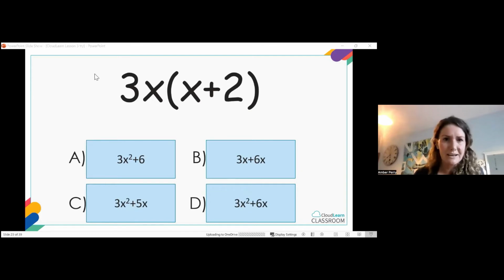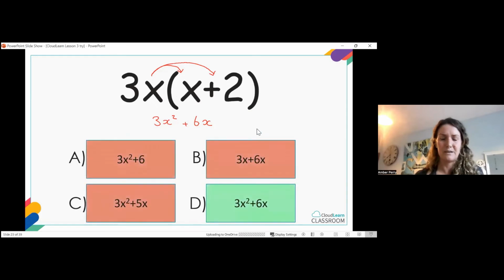Just again here, this time actually the problem wasn't with this part, the x squared. So really good to see you getting that bit correct. But then, of course, 3x times 2 is plus 6x there. So the correct answer was D.